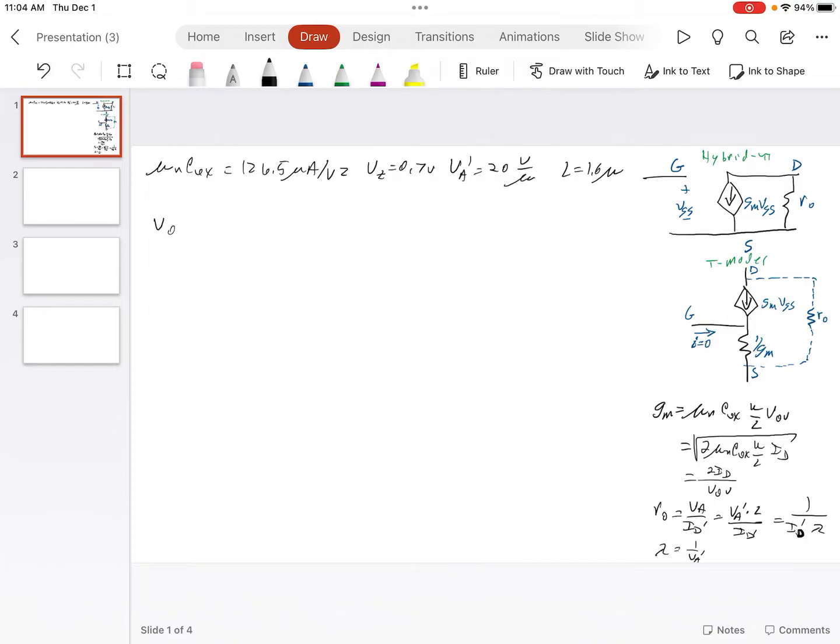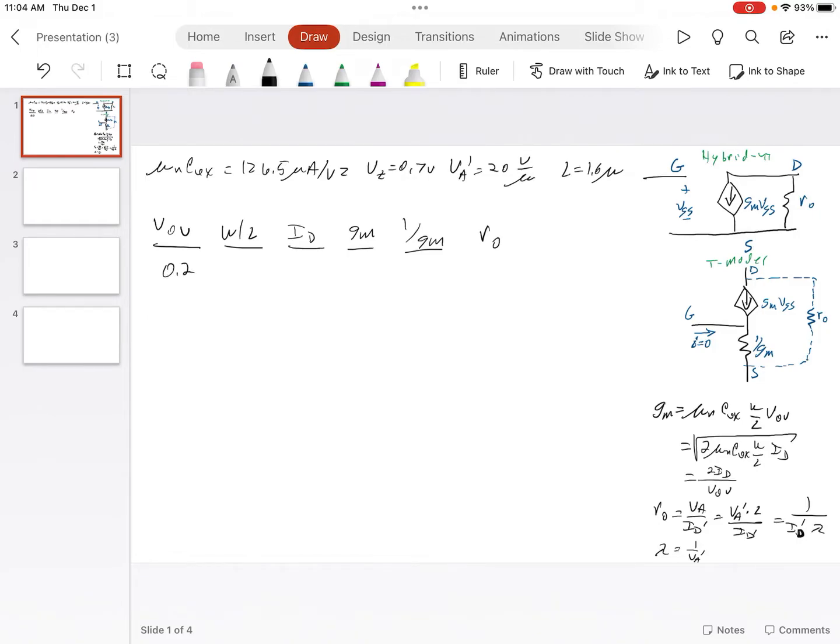We could find some values if we know V_ov and W over L. We could find the current, transconductance, 1 over gm, and r_o. 1 over gm is this resistance down here if we use the T model. r_o of course is the source drain resistance, and with the T model we usually just forget r_o, but later on we need to look at it eventually.